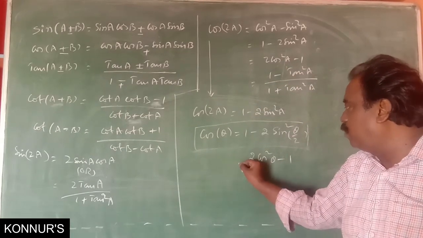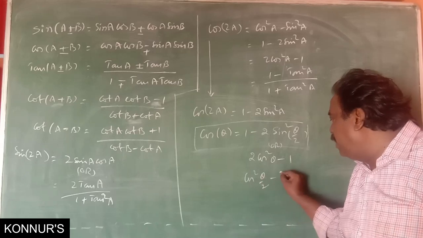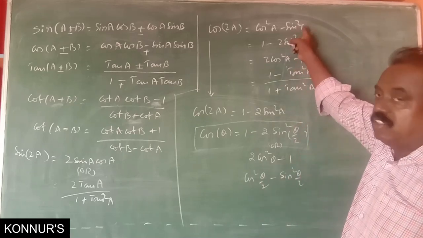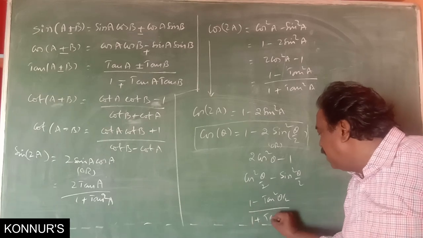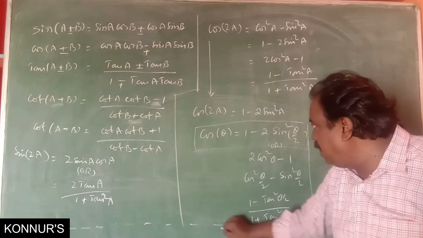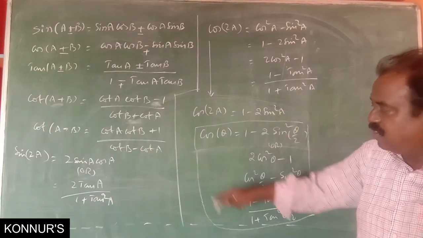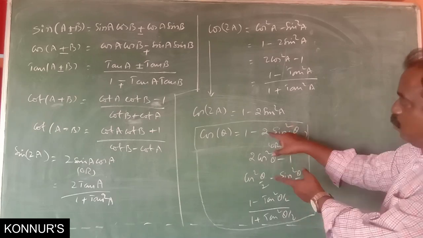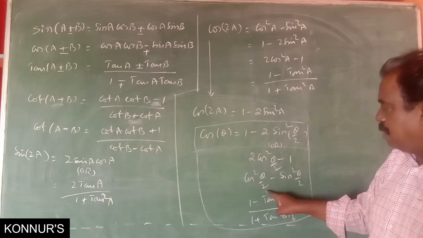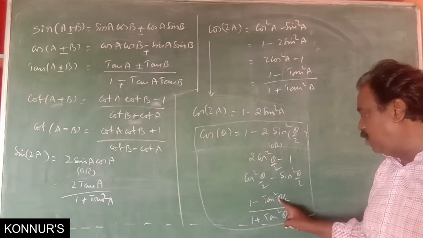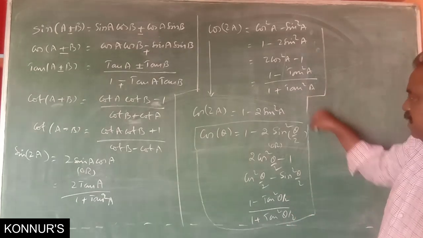Okay? Not only that, one more thing is also there. It is cos square theta by 2 minus sin square theta by 2 also for this one. It is also there: 1 minus tan square theta by 2 by 1 plus tan square theta by 2. This is very important. Of course, the main formula is this one. By using this main formula, we can change it: cos theta in terms of half angles is 1 minus 2 sin square theta by 2, or 2 cos square theta by 2 minus 1, or cos square theta by 2 minus sin square theta by 2, or 1 minus tan square theta by 2 by 1 plus tan square theta by 2. Is it clear? Yeah.